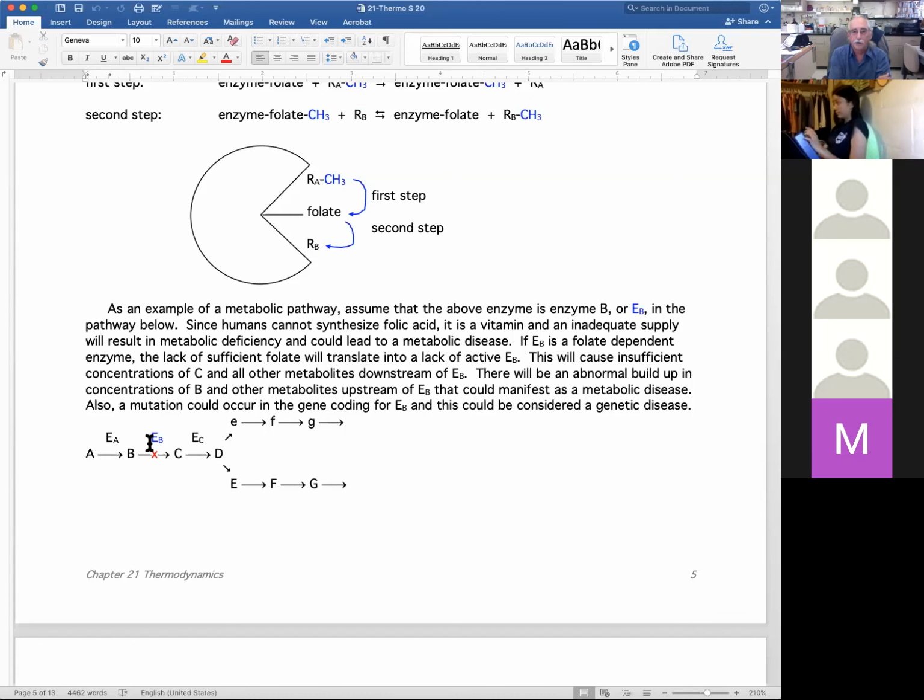The other possibility is that that enzyme B requires a cofactor that you have to get in the diet. For example, folic acid is one of those. If we don't eat enough greens, we don't eat enough salads, we will not get enough folic acid. So if you don't have enough folic acid, you will not have an active enzyme there, and now you're suffering the consequences of all that.